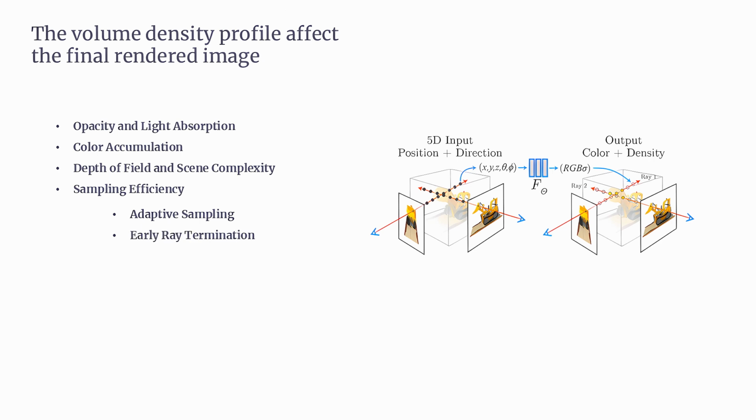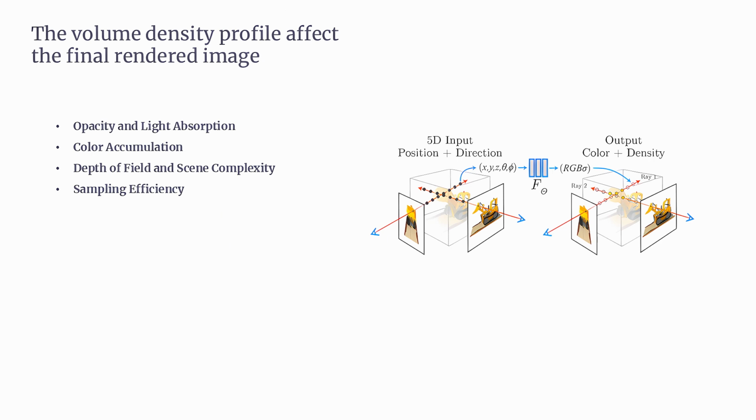2. Early ray termination. If a ray encounters a point of high density, it might absorb enough light, making further samples unnecessary. This is known as early termination. A properly defined density profile allows the model to terminate rays early, which reduces the number of unnecessary calculations, speeding up the rendering process without losing image quality.